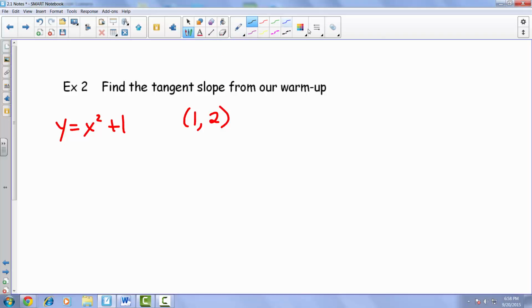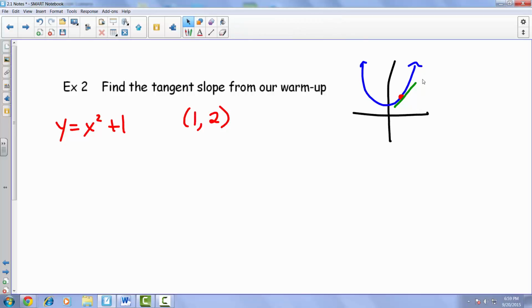So graphically what's going on is we have our function doing something like this, and again at this particular point, this target point (1, 2), we're looking for what is that tangent slope. Well, we actually already did go ahead and find the tangent slope, but for right now we're trying to actually prove what it was.